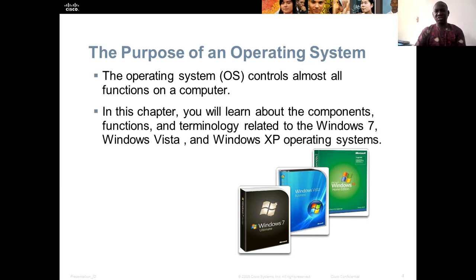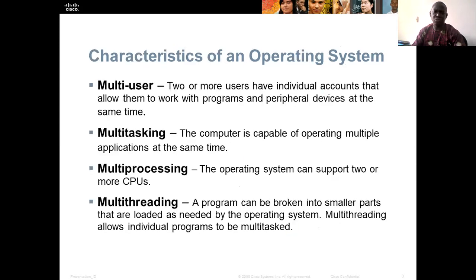In this particular presentation, we'll be learning about the components, functions, and terminology related to Windows 7, Windows Vista, and Windows XP operating systems. We can also talk about Windows 8 and Windows 10. Because this is an old slide, don't worry. Whatever you can do with Windows 7 can be extended to Windows 8 and Windows 10. They are very, very close. Right now we are using Windows 10, and we'll be expecting more functionalities. Now, let's talk about characteristics of an operating system.